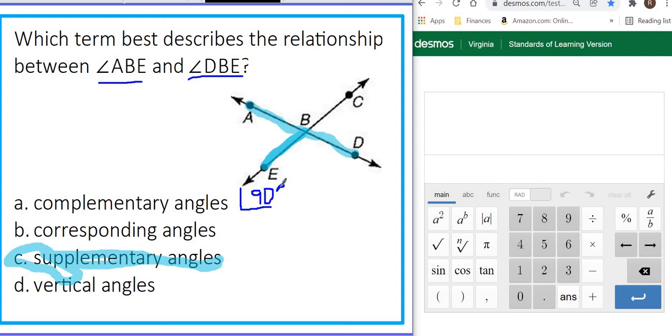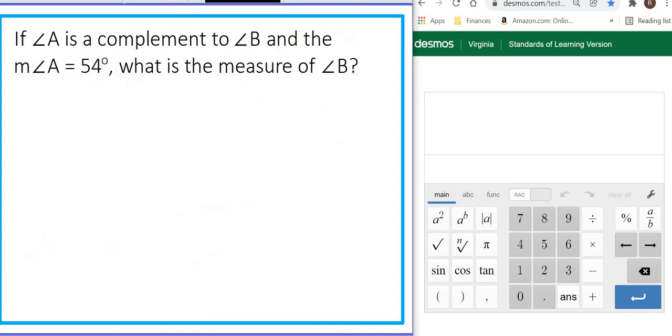Corresponding angles we have not even learned about, so don't pick an answer that we haven't even learned about. Okay, and vertical angles are across from each other and they are congruent. They are the same. So this angle and this angle are the same. This angle up here and this one down here are the same. Supplementary angles form a straight line and they equal 180 degrees.